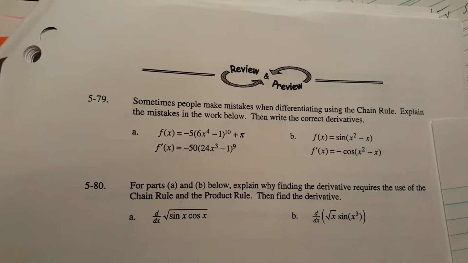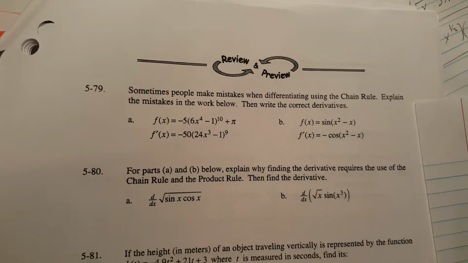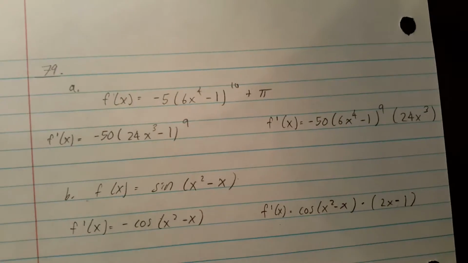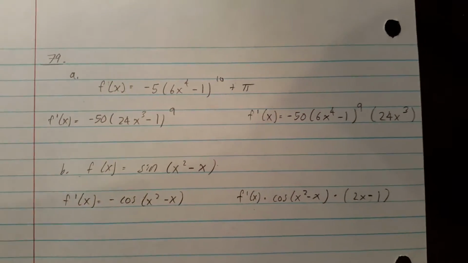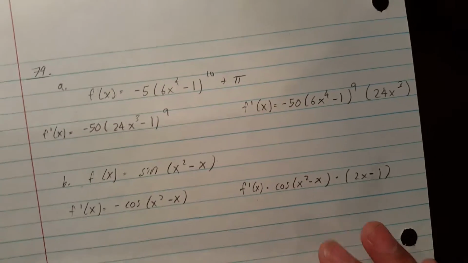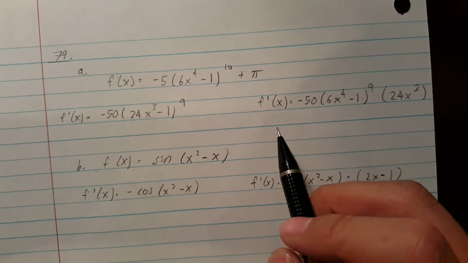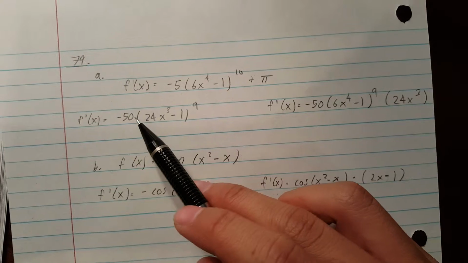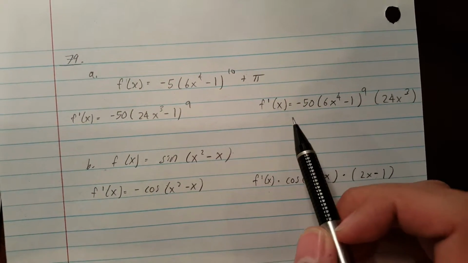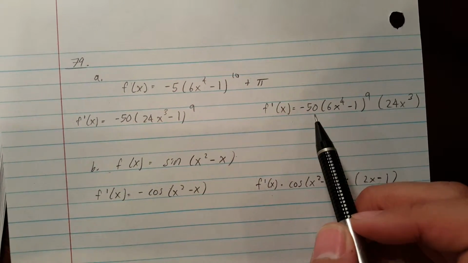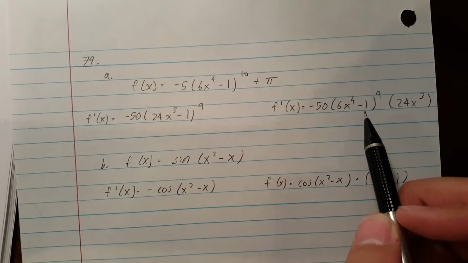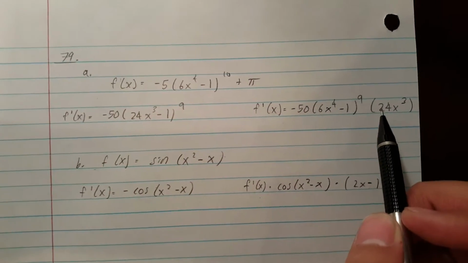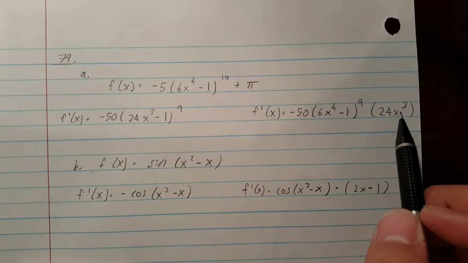So let's take a look real quick. I have Mr. Suluklak's answer to the left and my answer to the right. And we're going to compare the difference, and I'll explain to you why my answer is correct. So again, this is Mr. Suluklak's answer, and this is my answer. I wrote f prime of x is equal to negative 50 times (6x to the fourth minus 1) to the power of 9 times 24x cubed.